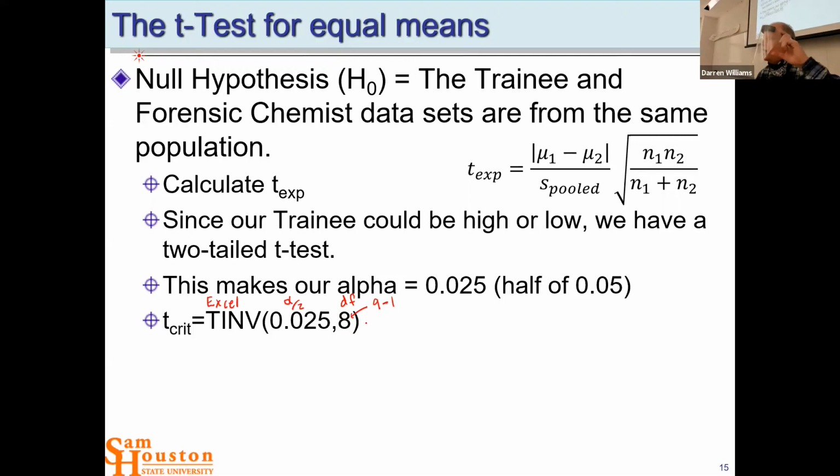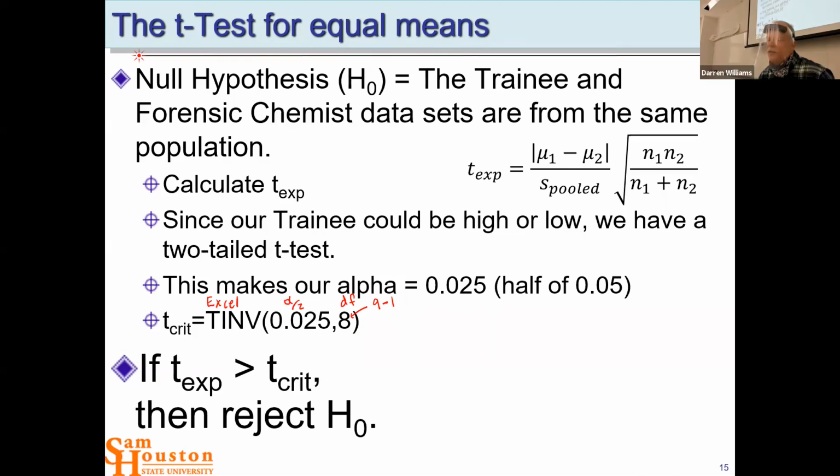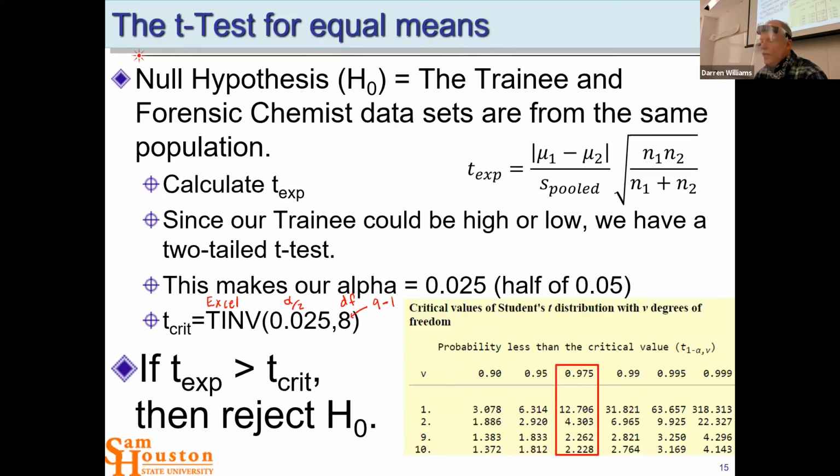That's going to give us the highest t critical value. It's going to be the most conservative test for this null hypothesis. And so if t experimental is greater than t critical, then we would reject the null hypothesis that they have the same accuracy, or that they're from the same population. Now you can look these up in tables as well, but I prefer to use Excel. It's right there on your computer, and you just use the t inverse formula.